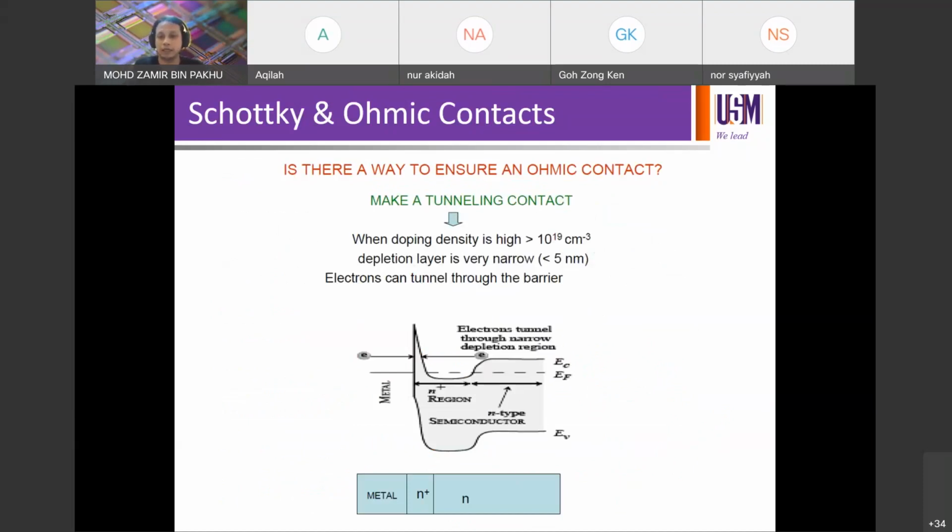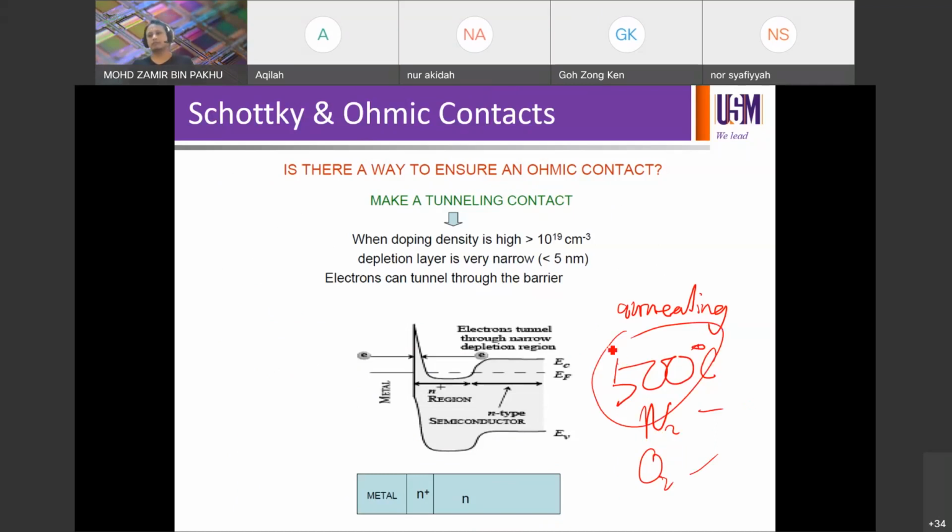Anyone working on annealing in your FYP? Ada orang buat? Insert the sample in a furnace and heat it up to high temperature, probably. Anyone working on annealing, say 500 degrees C in nitrogen ambient, or you can do in oxygen ambient. It can also be in some other gas conditions, but at high temperature. Yeah, not you, right? So, yeah, well, there may be some of you working on annealing.